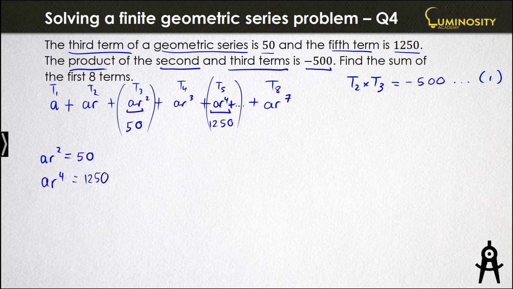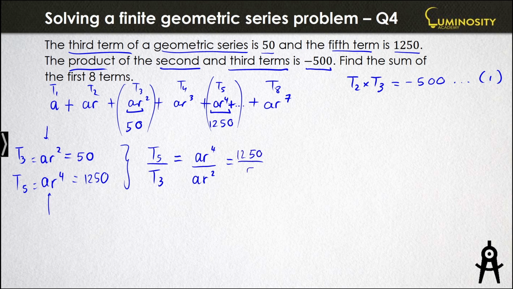These types of problems are quite common, and the trick to them, because everything is dealing with ratios and multiplication when it comes to geometric, is that division is very helpful as a technique here. So this is T3 and T5. Let's take T5 divided by T3. I always do higher power divided by lower power. The reasoning is that we're left with usually one variable left over. In this case, AR to the 4 divided by AR squared. That's the left-hand side. But what about the right-hand side? That's 1250 divided by 50.